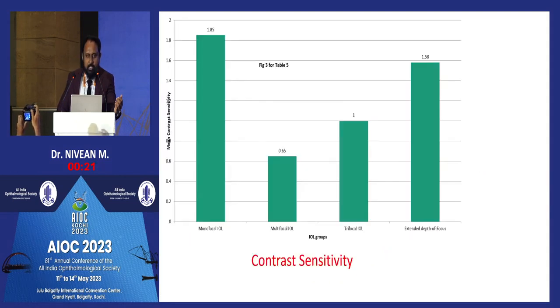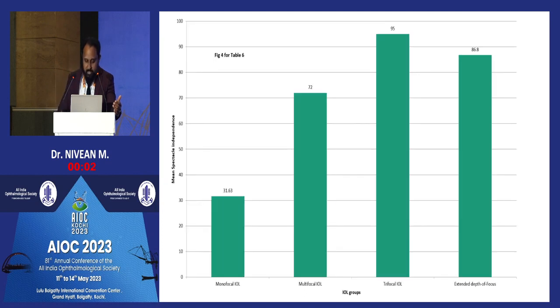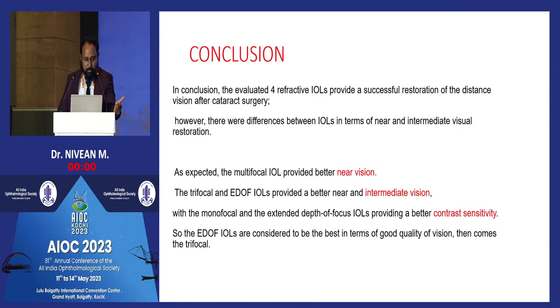As far as contrast is concerned, it is very evident that monofocals and EDOF lenses have the best contrast sensitivity, as there are no rings. It is almost as normal as our natural lens. Multifocals were the least, and trifocals were far better because of the sizing and shaping of the rings in the lenses. The spectacle independence was the maximum for trifocal lenses and EDOF lenses as compared to the multifocals and monofocals.